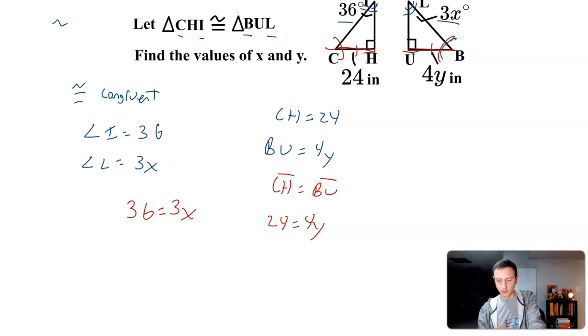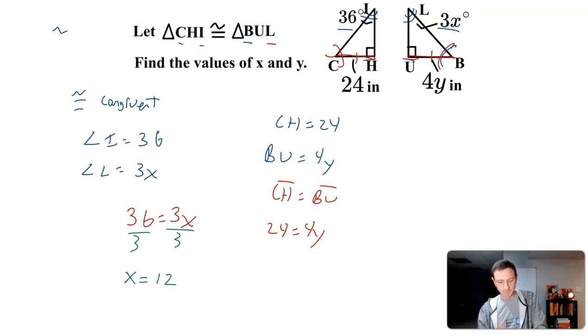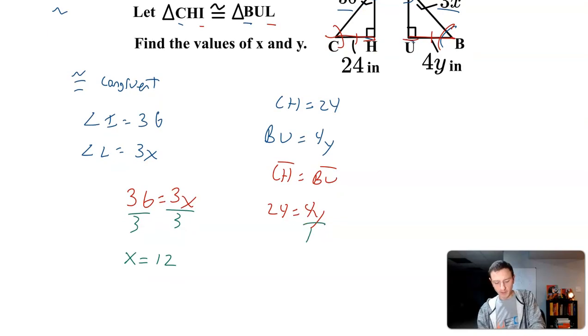Now we're just solving two one-step equations. We're going to divide by 3, x equals 12. And then for y, divide by 4, y is equal to 6.